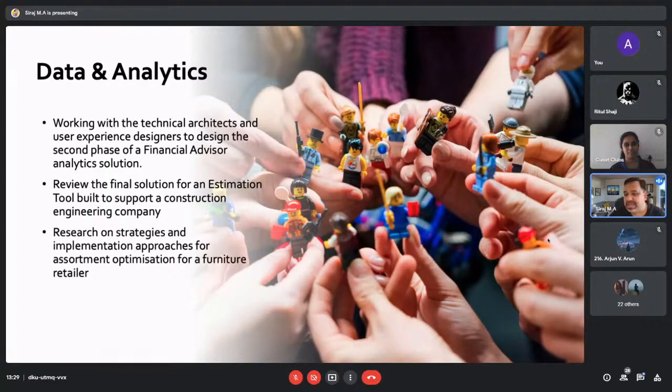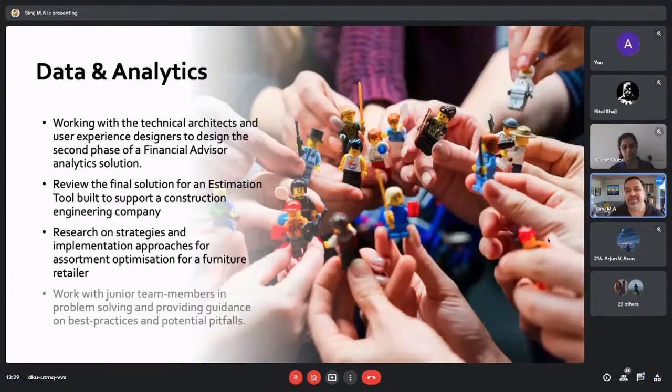We were looking at strategies for a furniture retailer, trying to figure out what products they should stock and what should be dropped, in terms of optimizing their profits, right? And then, as usual, I'm working with junior members in the team to help them with problem solving or providing guidance where they need that support.